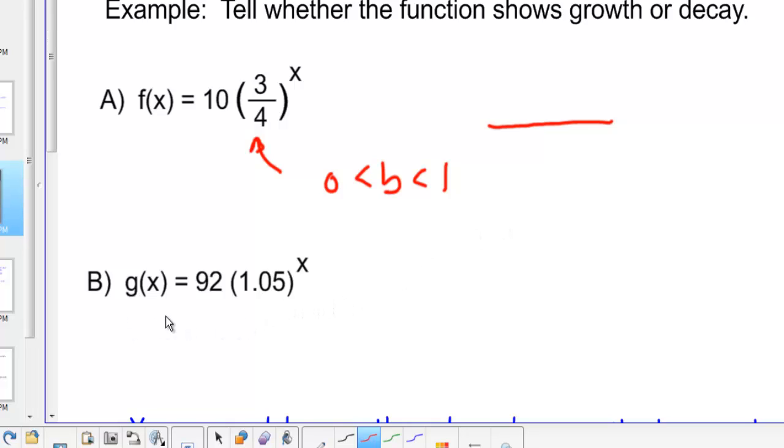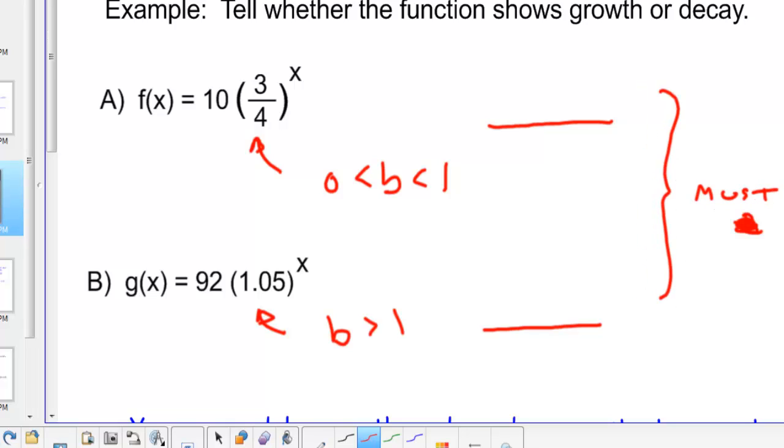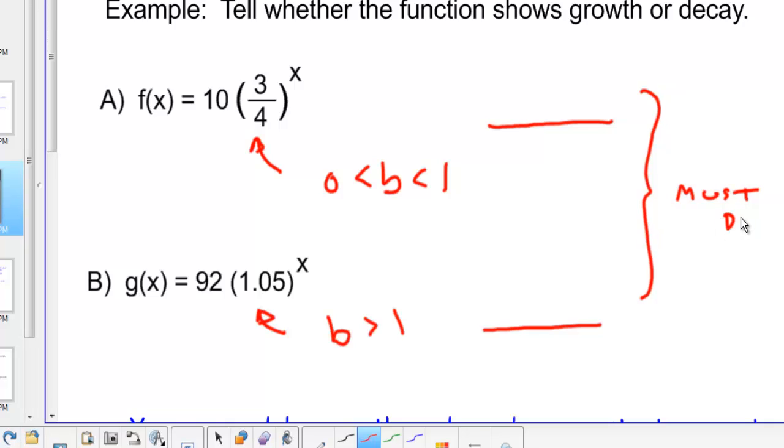How about this example? g of x equals 92 times 1.05 to the x. Since our base is greater than 1, this is going to be an example of exponential what here? I'm going to ask you to fill in these two blanks for your notes must do. Please get those examples down. These are going to be your notes must do for this set.